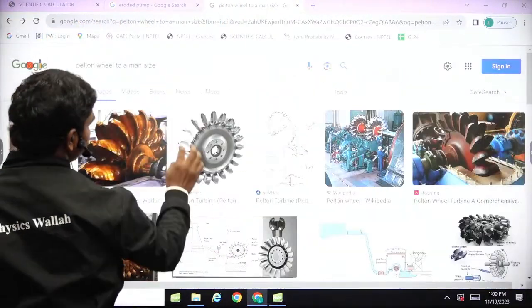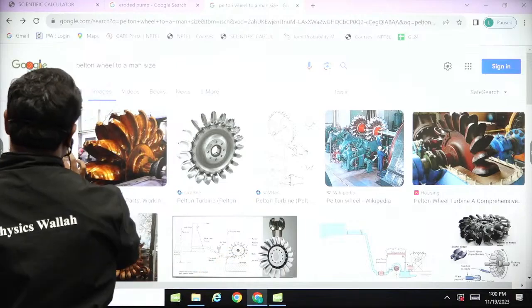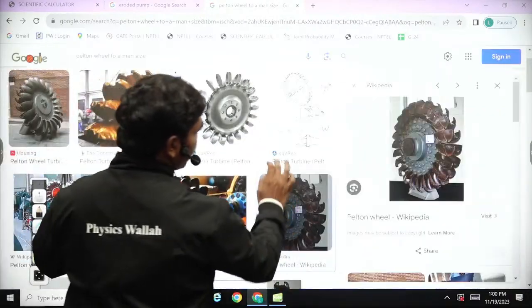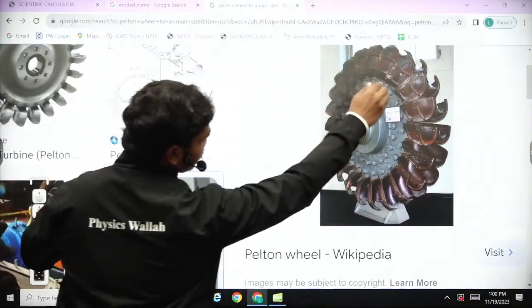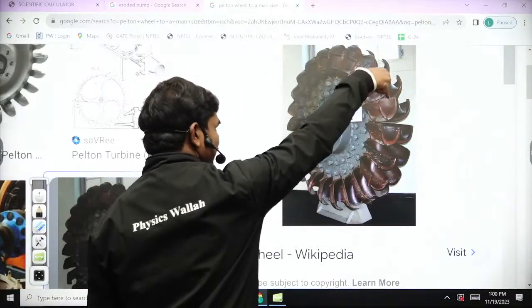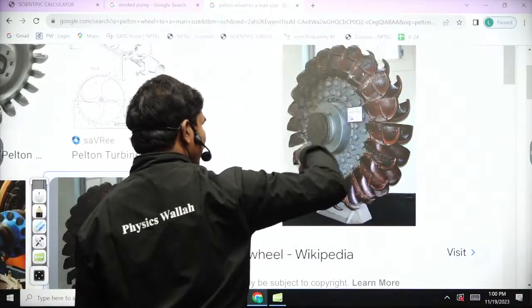These are the Pelton wheels. Like you have a lot of buckets. Maybe this image is good looking. So you can see these are the buckets, and normally nozzles will be injecting the fluid jet onto this so that this wheel will rotate about this axis.